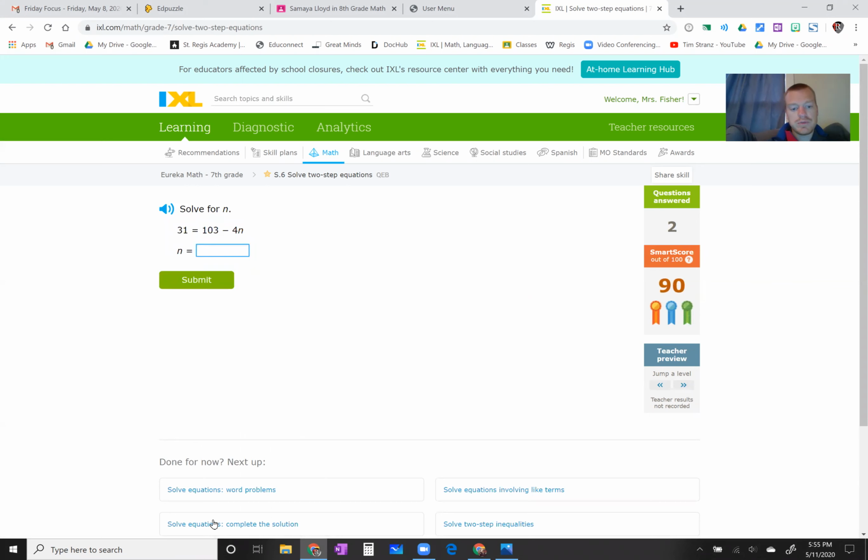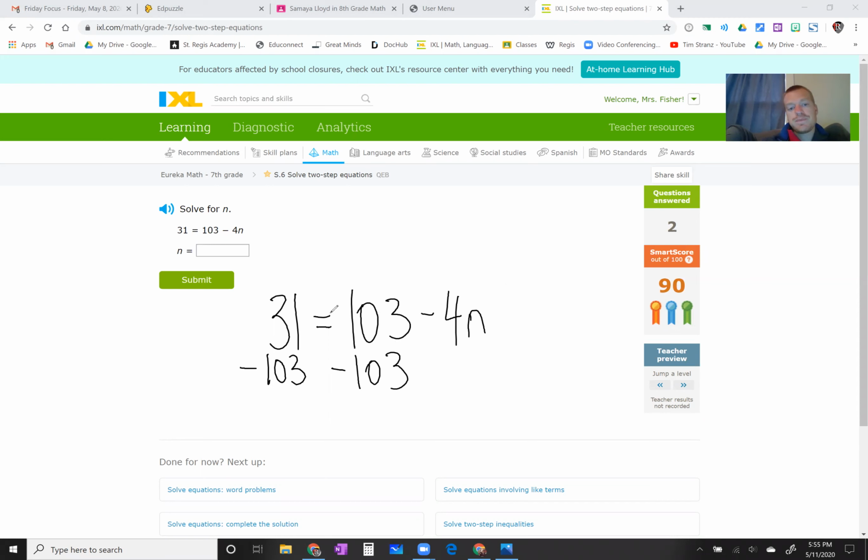Okay, we'll finish off with this one. So we have 31 equals 103 minus 4 times n. First thing we need to do, this is a positive 103, so we need to do the opposite of a positive. We need to subtract 103. I'm going to subtract 103. So I have 31 minus 103.